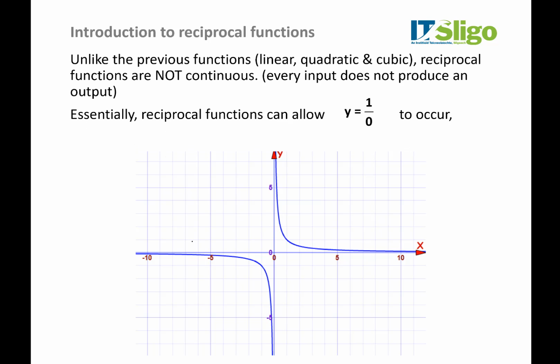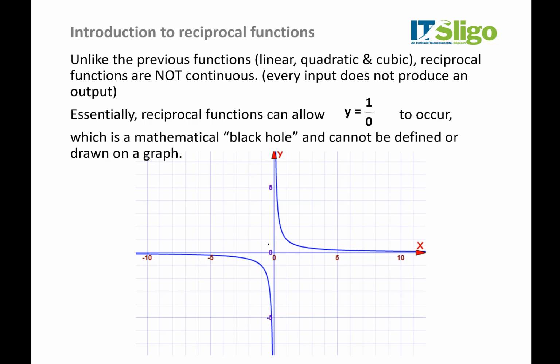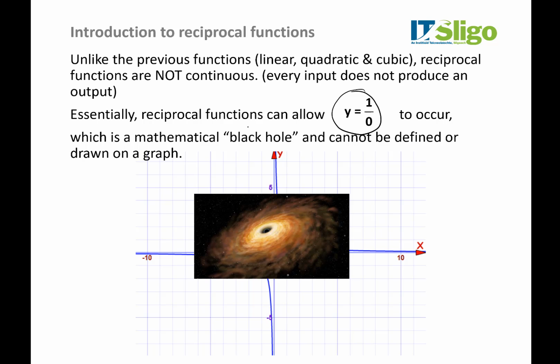Essentially, in a reciprocal function, because we have y equal to 1 over x, when x is equal to 0, we now end up in this scenario. And this is like a mathematical black hole. This doesn't exist. It's not defined. It cannot be drawn on a graph. It literally is like a black hole. It's the zone where maths can't go. Now you can get very, very close to the center of the black hole, but you cannot get into the black hole, so to speak.